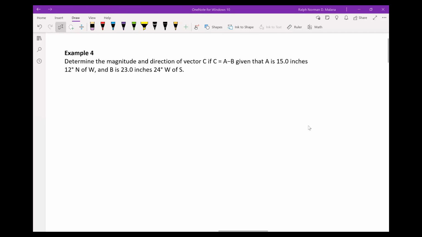So yeah, it's in quadrant 2. Thank you so much. So you know na yung x-axis mo is negative. Yung x component mo is negative. Then yung y component mo would be positive. Okay? And then what else? We got B, 23 inches, 24 degrees west of south. But that's quadrant 3, basically.